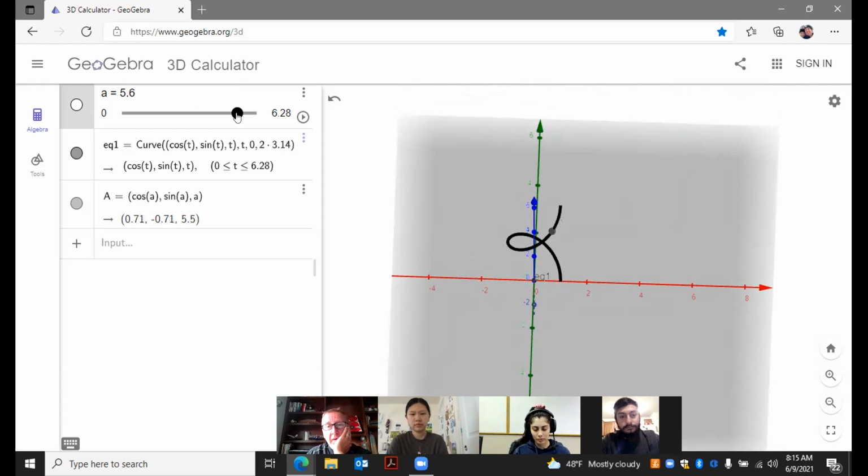Well, this is a vector valued function. Now, what does it mean that it's a vector valued function? Well, it really means this.